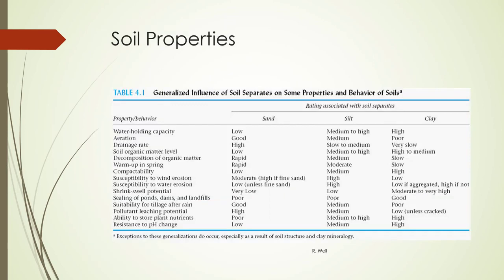So here are just some lists of soil separates and what properties and behaviors they might have on soils. And of course, decomposition of organic matter is really rapid in sand. It's medium in silt. It's slow in clay. Drainage rate, of course, is high in sand, slow to medium in silt, and then very slow in clay.